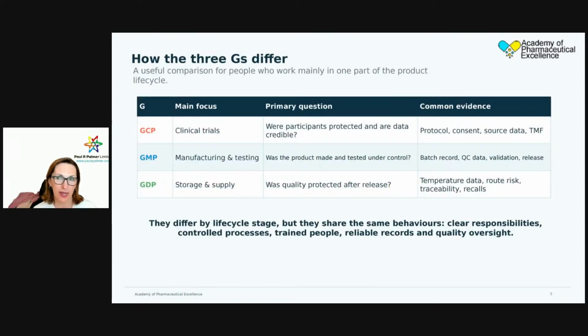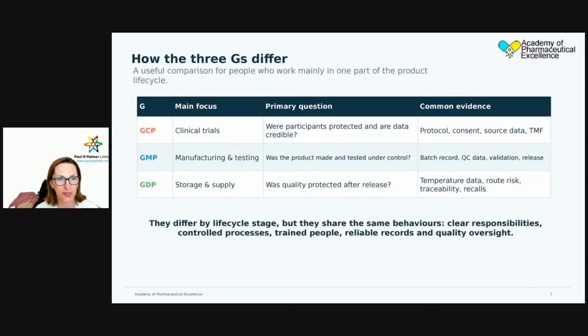Let's have a look now at how the three GXPs differ. I have a comparison slide here, which is a useful one to see, because many people work mainly in one part of the product life cycle and may not be aware of the connections with the others and the interdependencies. You may work in manufacturing and hear about GCP only occasionally, or you may work in clinical operations and only see GMP when discussing investigational medicine or product supply, or you may work in distribution and only deal with GDP.